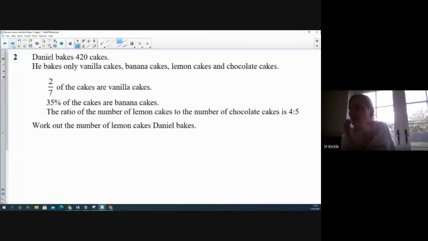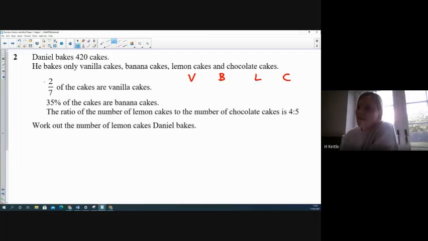Okay, Daniel bakes 420 cakes. He bakes only vanilla cakes, banana cakes, lemon cakes, and chocolate cakes. 2/7 of the cakes are vanilla. So we've got vanilla, banana, lemon, and chocolate. So 2/7 of the cakes are vanilla.